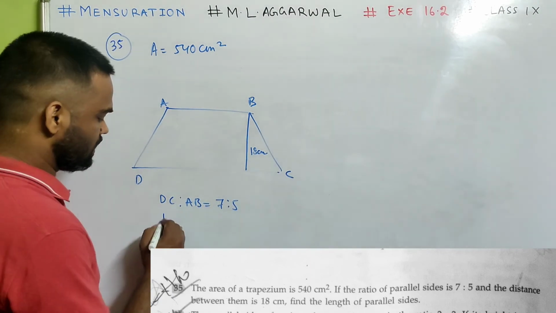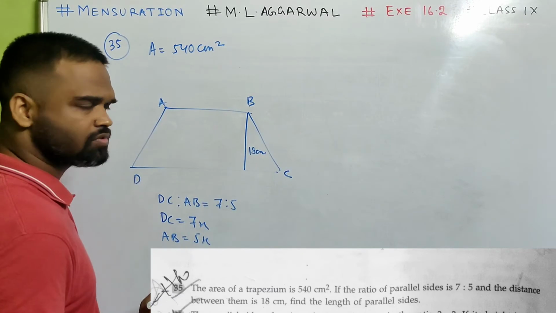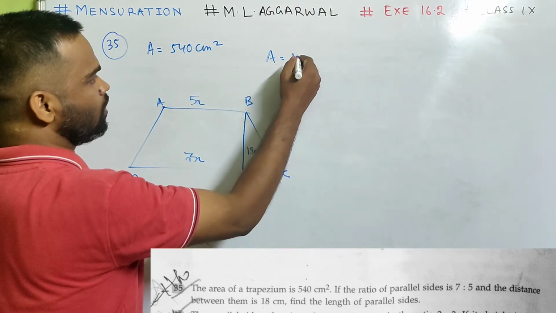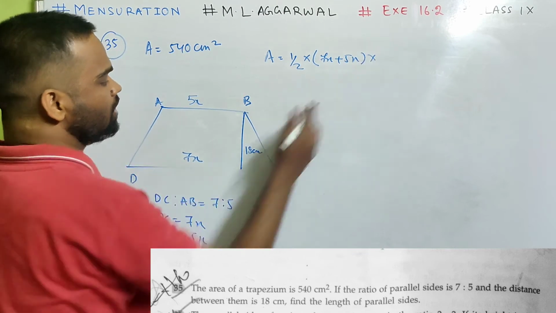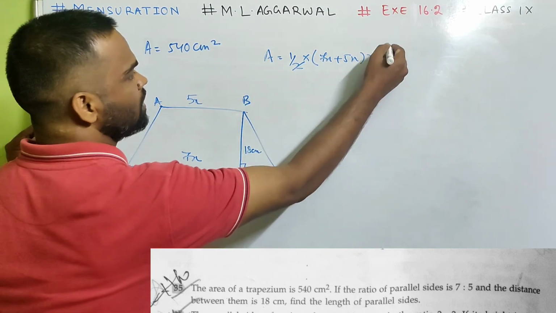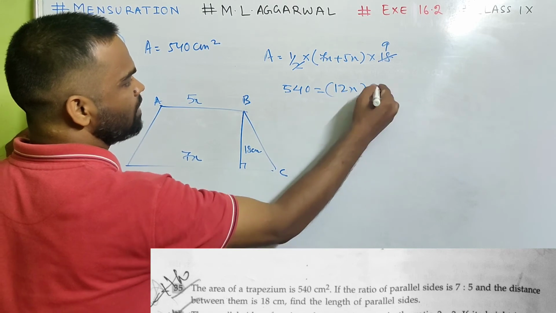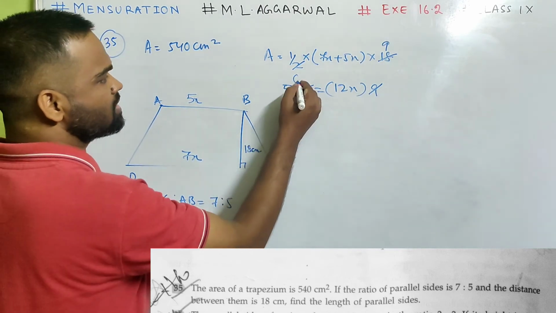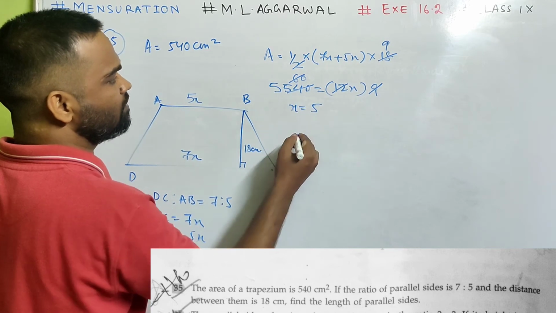Very easy. Let DC equal 7x, AB equal 5x, because the ratio is 7:5. So this is 5x, this is 7x. Now area is equal to half into sum of parallel sides, 7x plus 5x, into height, which is 18. Just substitute the value, 2 1 time, 2 9 times. So 540 equals this is 12x multiplied by 9. Am I clear or not? Now 9 1 time, 9 how many times? 60 times. 12 1 times, 12 5 times, which means x equals 5.